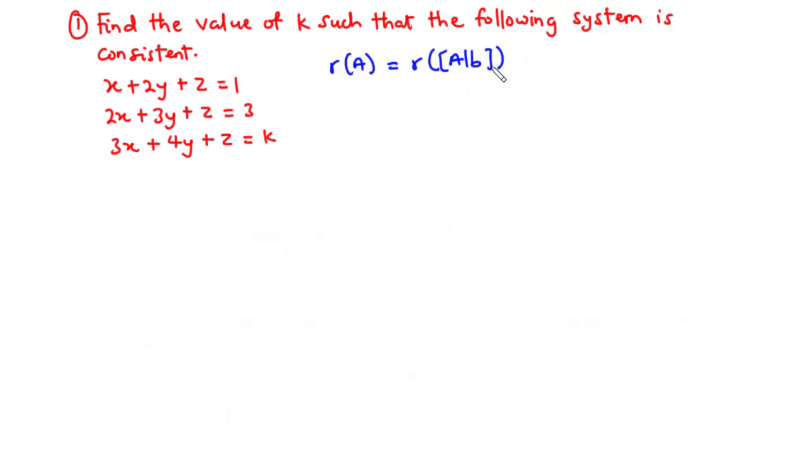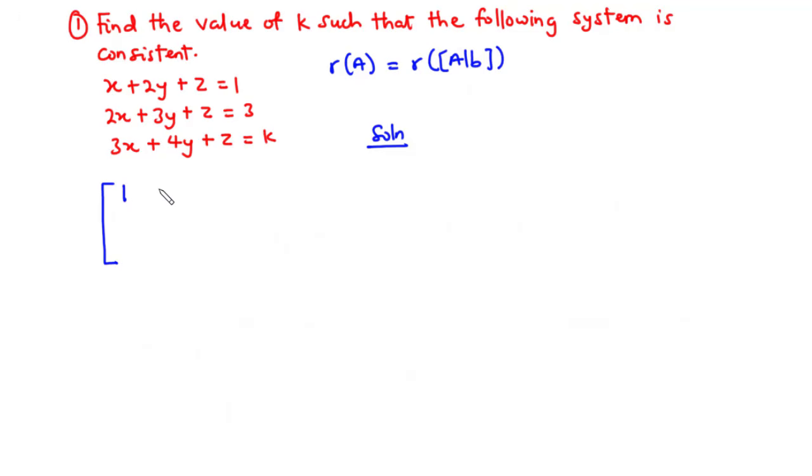Now, to find the value of k such that the following system is consistent, first of all, we are going to rewrite this system of linear equations in a form of augmented matrix, and then we transform that to the row echelon form, and then we proceed with the rest of the solution. So first of all, let's write this system of linear equations in a form of augmented matrix. Now let's write down the coefficients of x, y, z, as well as the constants on the right hand side of the equal to sign.